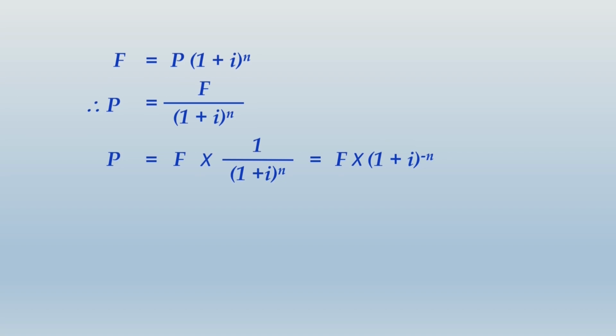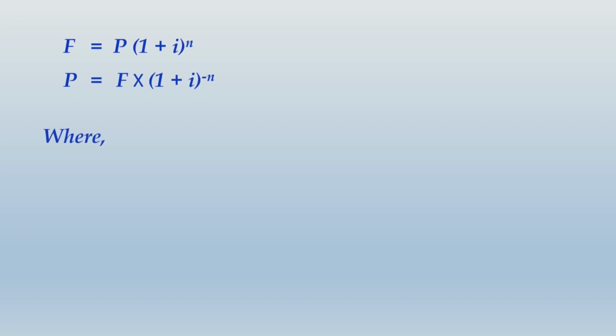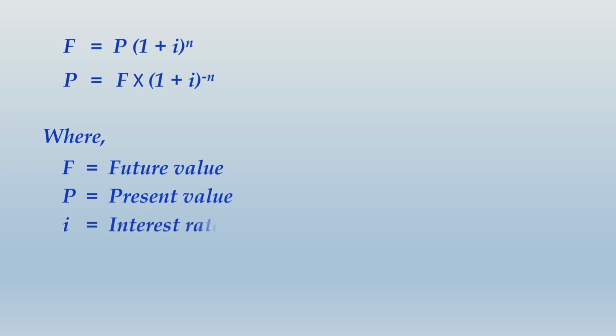What we need to do is move ahead and write something additional over here, that is the repetition of this formula, F equals P into (1 plus I) raised to n. This is the formula that you will be using for computing future value from a given present value, whereas P equals F into (1 plus I) raised to minus n is the formula that you will be using for computing present value from a given future value. So the variables used in this equation: F stands for future value, P stands for present value, I is interest rate, and n is number of years.